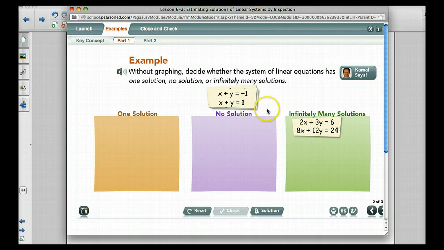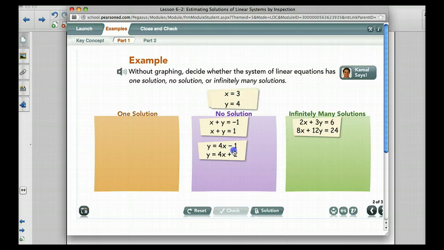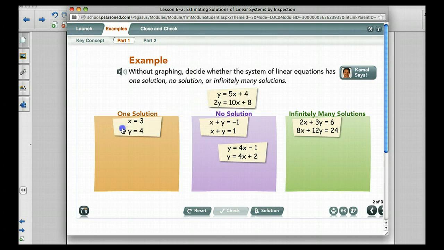There are infinitely many solutions. This one here, you see that it has the same slope right here. X is the slope here, X is the slope here. So there's going to be no solution, because remember, no solution means there are parallel lines. Oh, look, here we have another one with the same slope, 4x and 4x. This one here has one solution. So go ahead and go to your video and click around and drag and drop and see if you can get these correct.